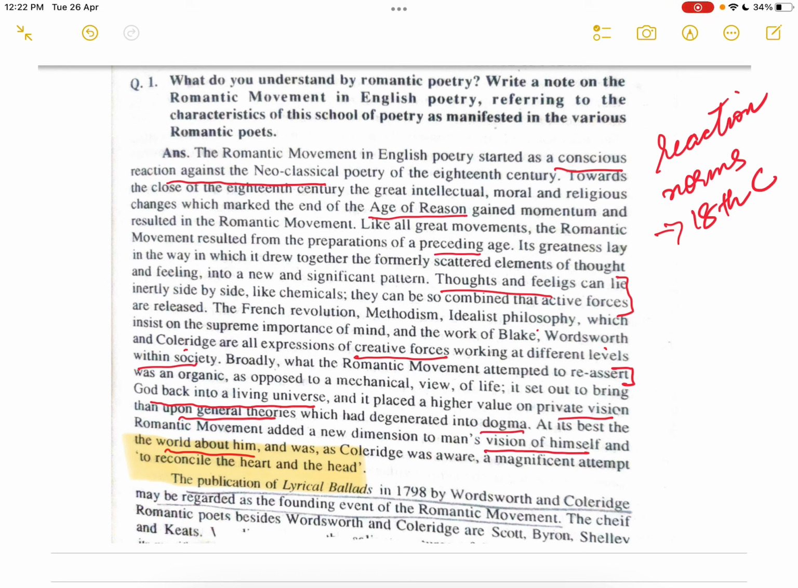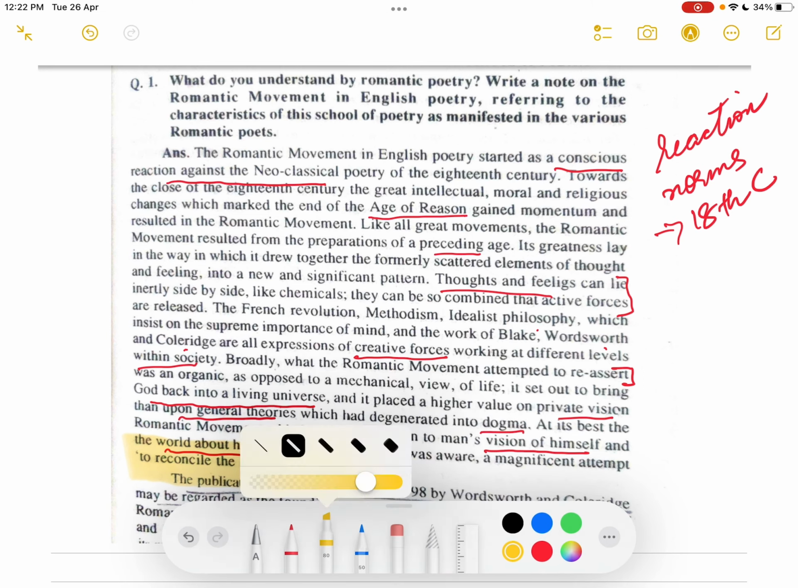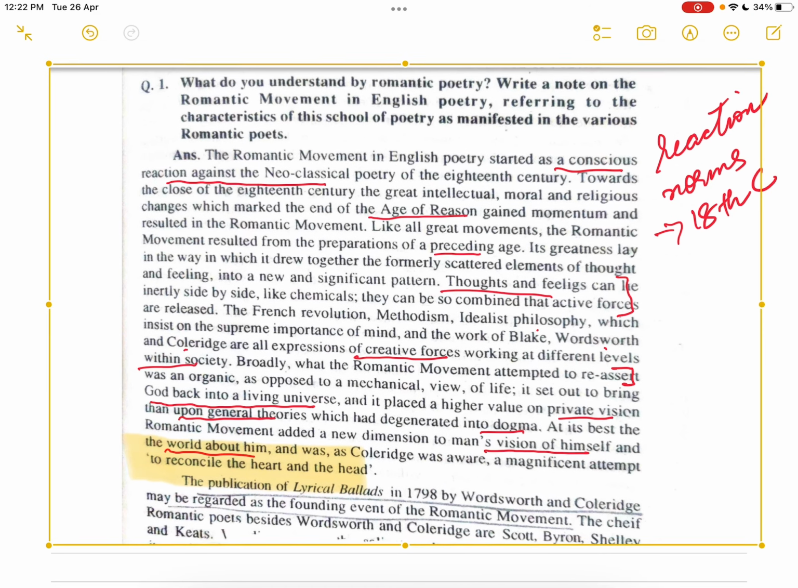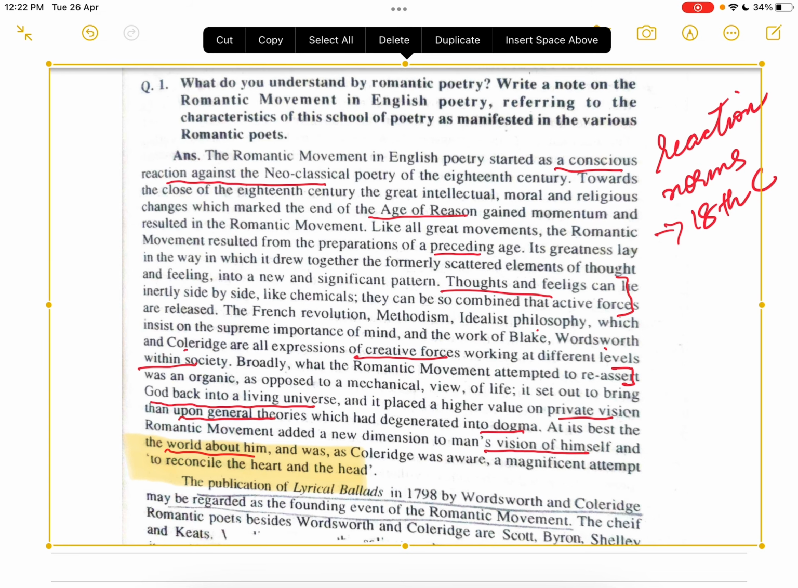Now what marks the beginning of the movement is the publication of Lyrical Ballads, as I mentioned yesterday also in the class, in 1798 by Wordsworth, which may be regarded as a founding event of the romantic movement. The chief romantic poets being Wordsworth, Coleridge, Scott, Byron, Shelley, and Keats. So these are some of the poets. Apart from Wordsworth, who is prescribed for you, Coleridge is there, Shelley you don't have, Keats you have, and William Blake you have.